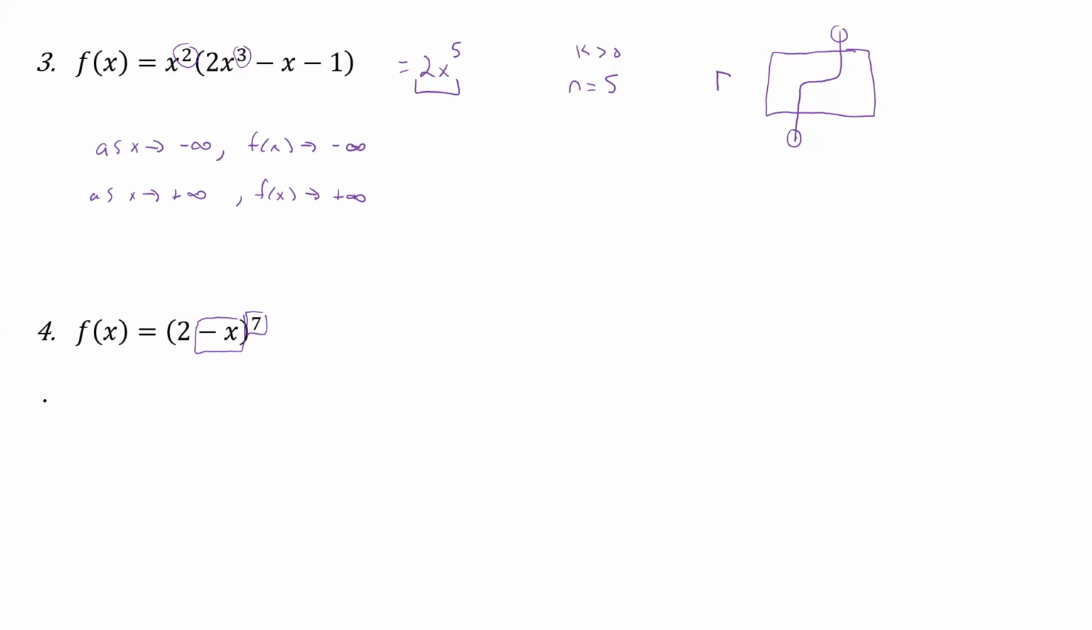So really, if you think about that, what we have is negative x plus 2 times negative x plus 2, 7 times. And so if we take that negative x times negative x times negative x 7 times, that's going to give us a negative x to the 7th. Well, here, n is equal to 7. That's odd. And k is less than 0.